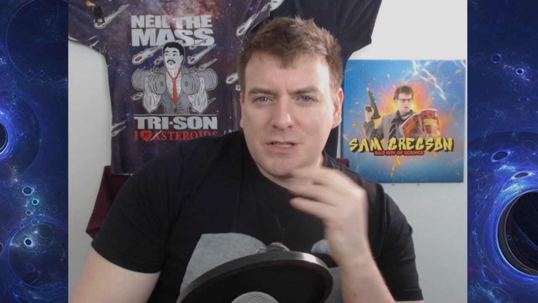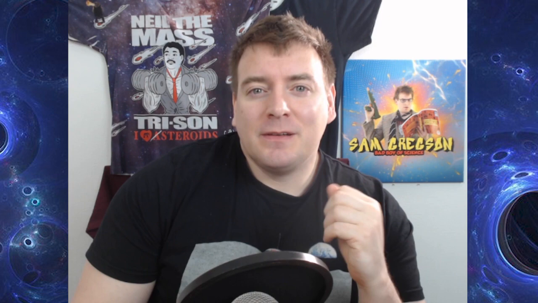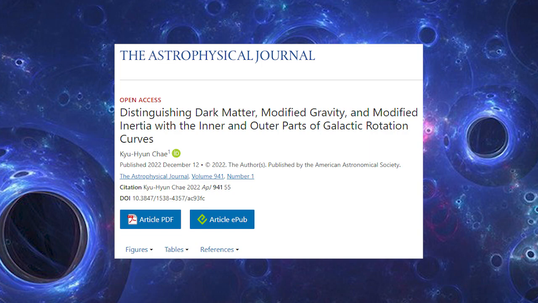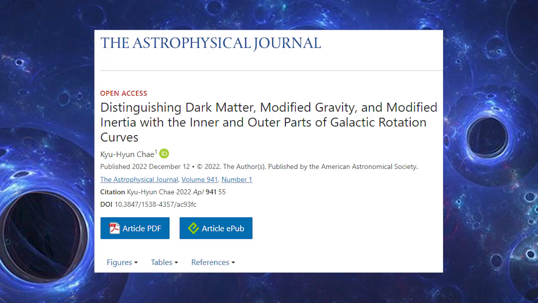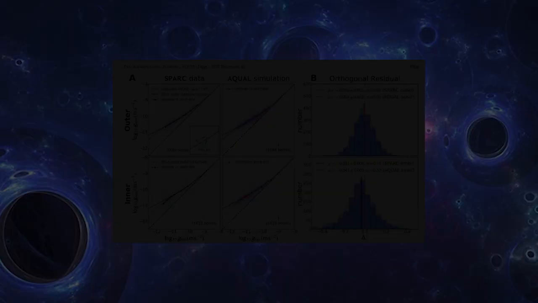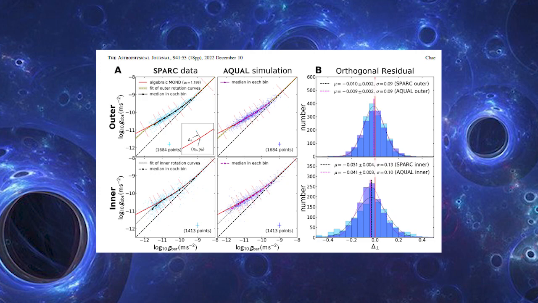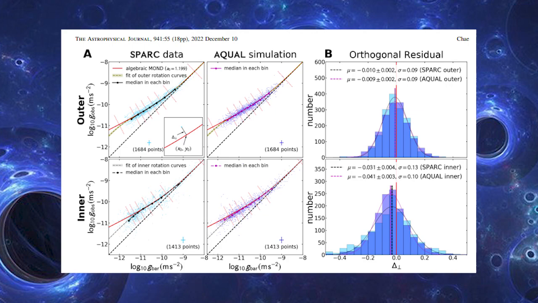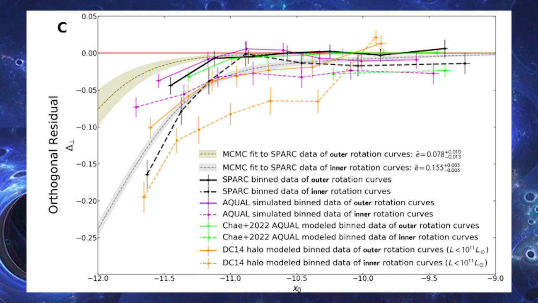So why the consternation last week if there's really nothing new to see? Well, because SciTech Daily oversold things. Their article seemed to suggest that the new preprint by theoretical astrophysicist Kyu-Hyun Chae of Sejong University in Seoul, South Korea, had blown a huge hole in the hypothesized existence of dark matter. In the preprint, Chae looked at the high-resolution velocity curves of 152 galaxies, as observed in the Spitzer Photometry and Accurate Rotation Curves database, or SPARC, and found that the predictions of a modified gravity theory known as AQUAL were a better fit to the rotational curves of some galaxies than the standard dark matter cosmological models.